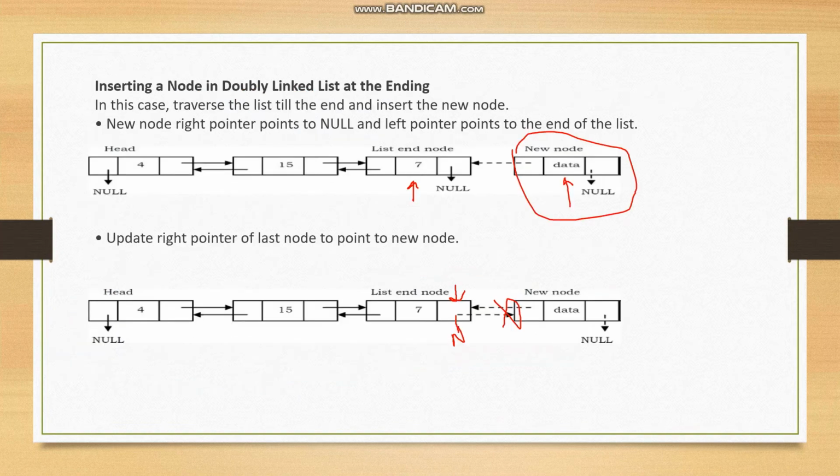Inserting a node in a doubly linked list at the end. In that case, we will have to come to the last node. When we encounter the null, we have found the last node. We will create the new node, point the next of the new node to null, and point the previous of that node to the last node of the list. The last node will point to the new node of the list, as you can see here.